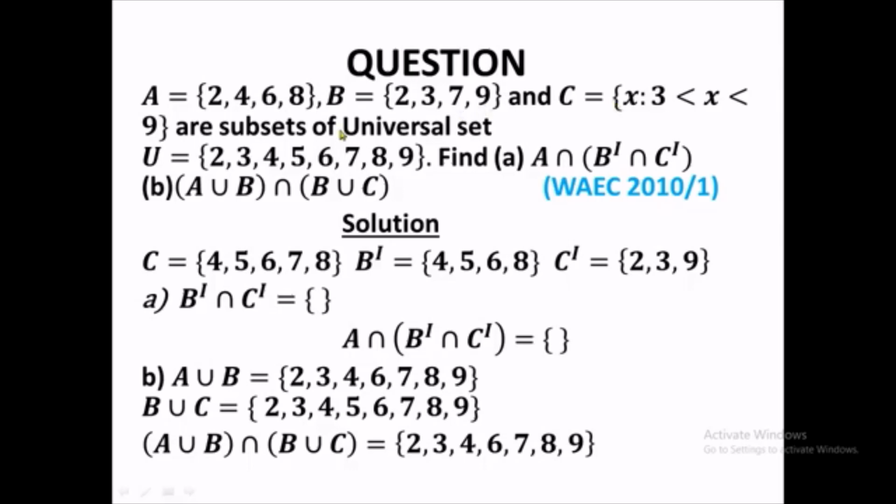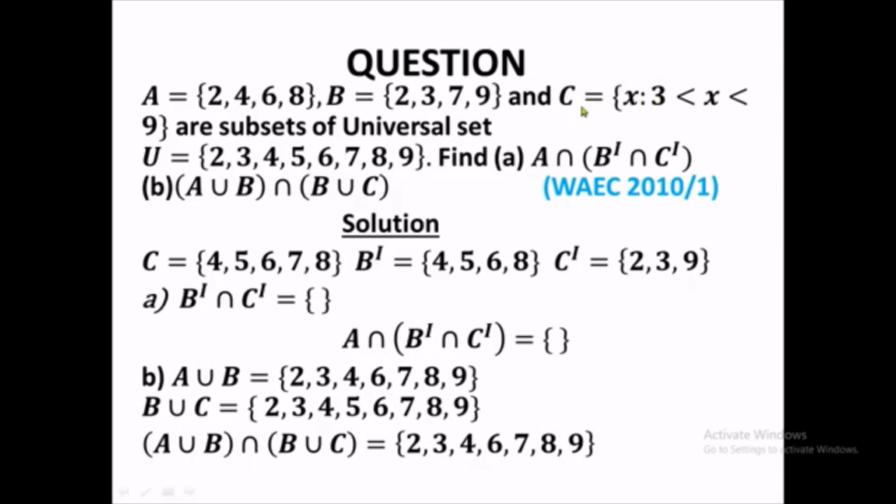I have explained how we can decode a particular set given in this format in the previous video, so you can watch those videos to really understand how to list the elements of a set given in this format. We are given the universal set and we have to find A intersection B complement intersection C complement. Then you have to find A union B intersection B union C. The first task is to list the elements in set C.